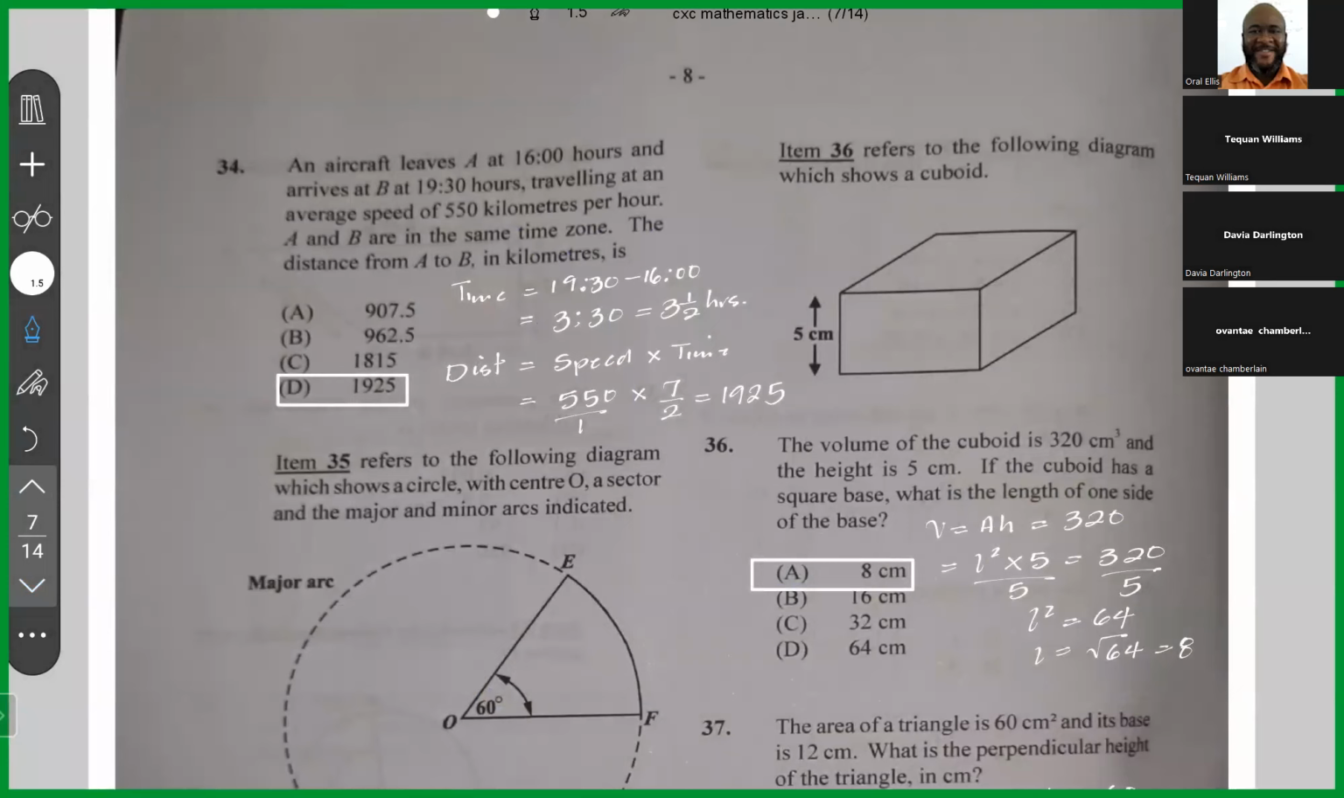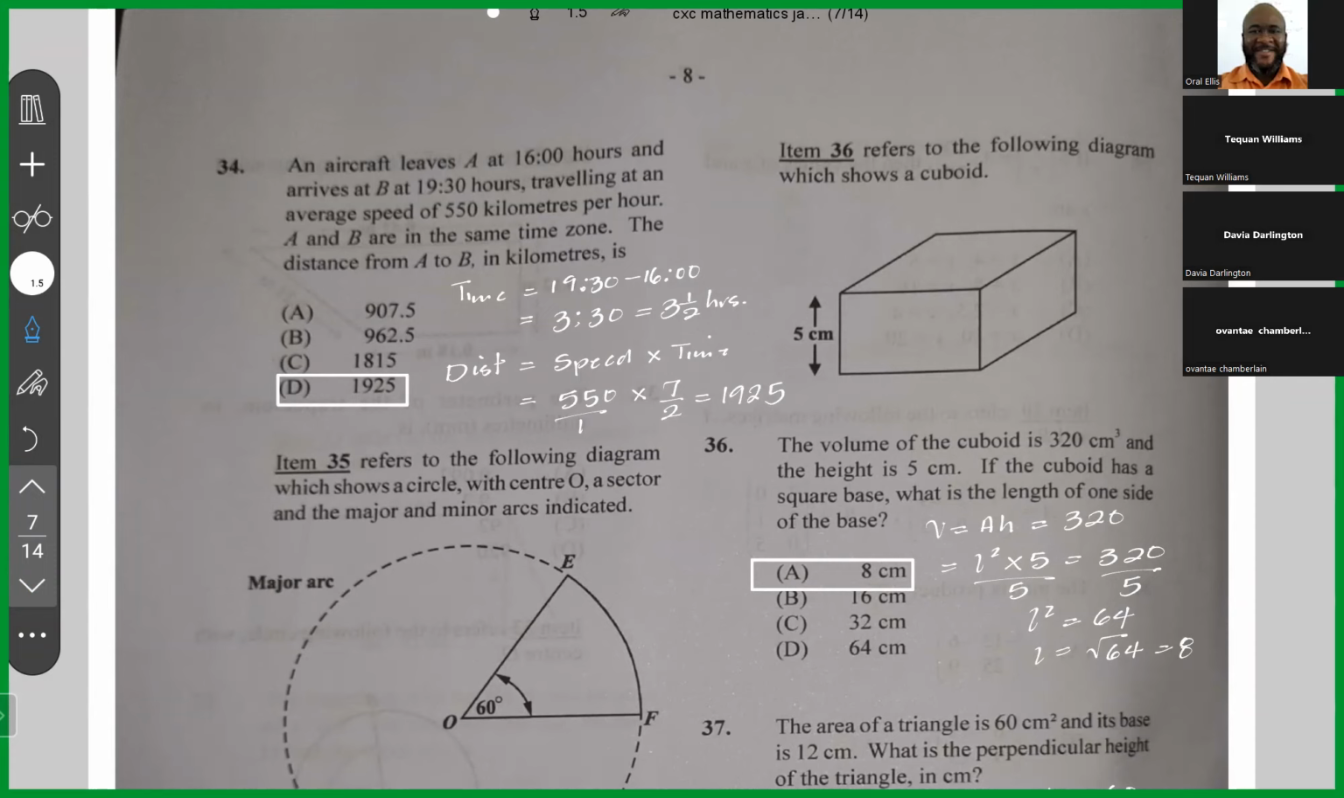Question 34. Now, question 34 says, an aircraft leaves A at 1600 hours and arrives at B 1930 hours, traveling at an average speed of 550 kilometers per hour. A and B are in the same time zone. The distance from A to B in kilometers is, well, first of all, distance is actually equal to speed multiplied by time. The speed is 500 and what?